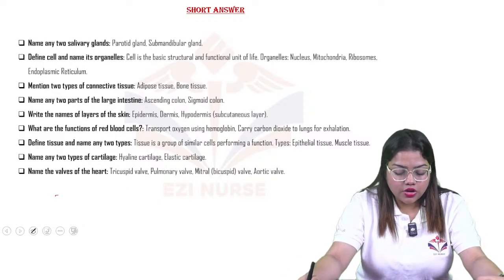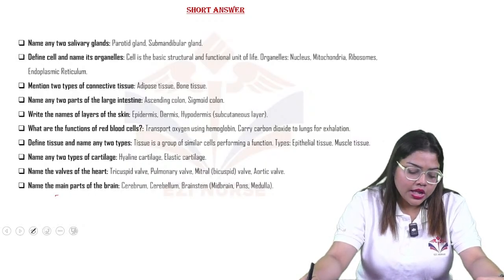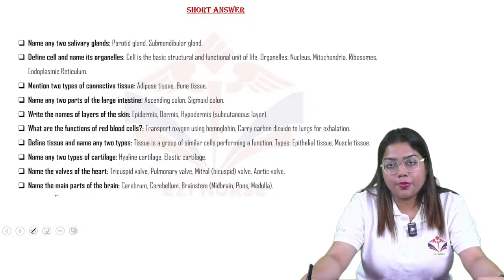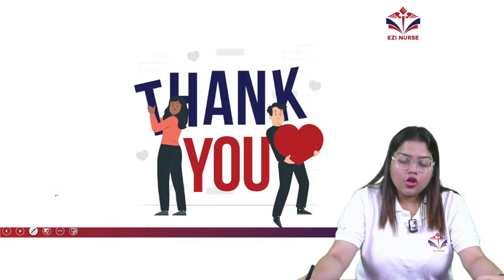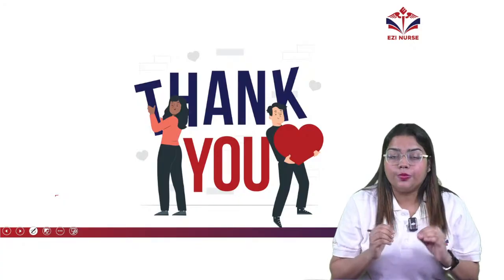Name the valves of the heart: tricuspid, pulmonary, mitral and aortic valve. Name the main parts of the brain: cerebellum, cerebrum, and brainstem, which includes midbrain, pons and medulla. So that's it guys. I have discussed the most important questions.